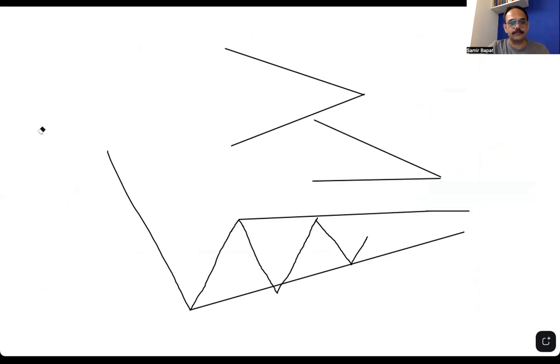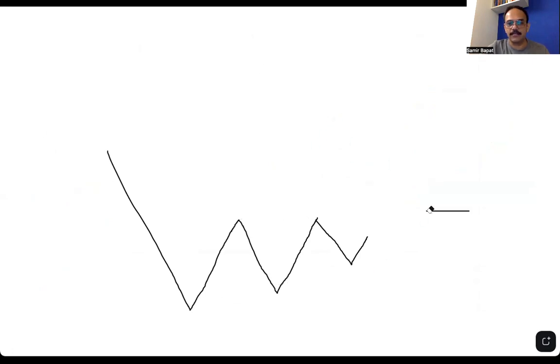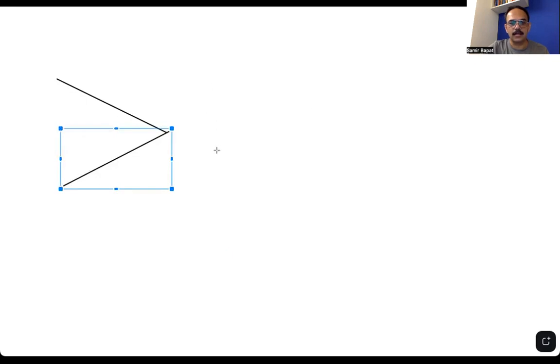Okay, let me erase everything. First I'll draw the three triangles for you. First is the symmetrical triangle, what we are looking for. Second is the descending triangle, what we saw. So we'll have a line like this.